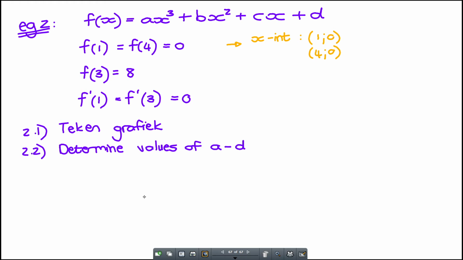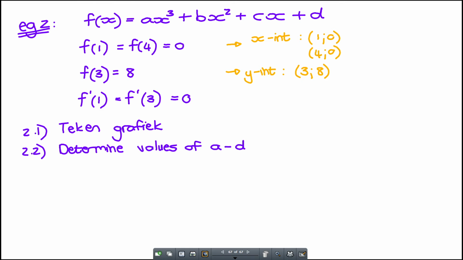Okay, let's look at the next part. This one. What are they telling me? As x 3 is y 8. So wat gee hulle eintlik daar vir my? Die y afsnit. Nee. Okay, so what they're giving me is the y-intercept. If x is 3, then y is 8. Is julle nog by?